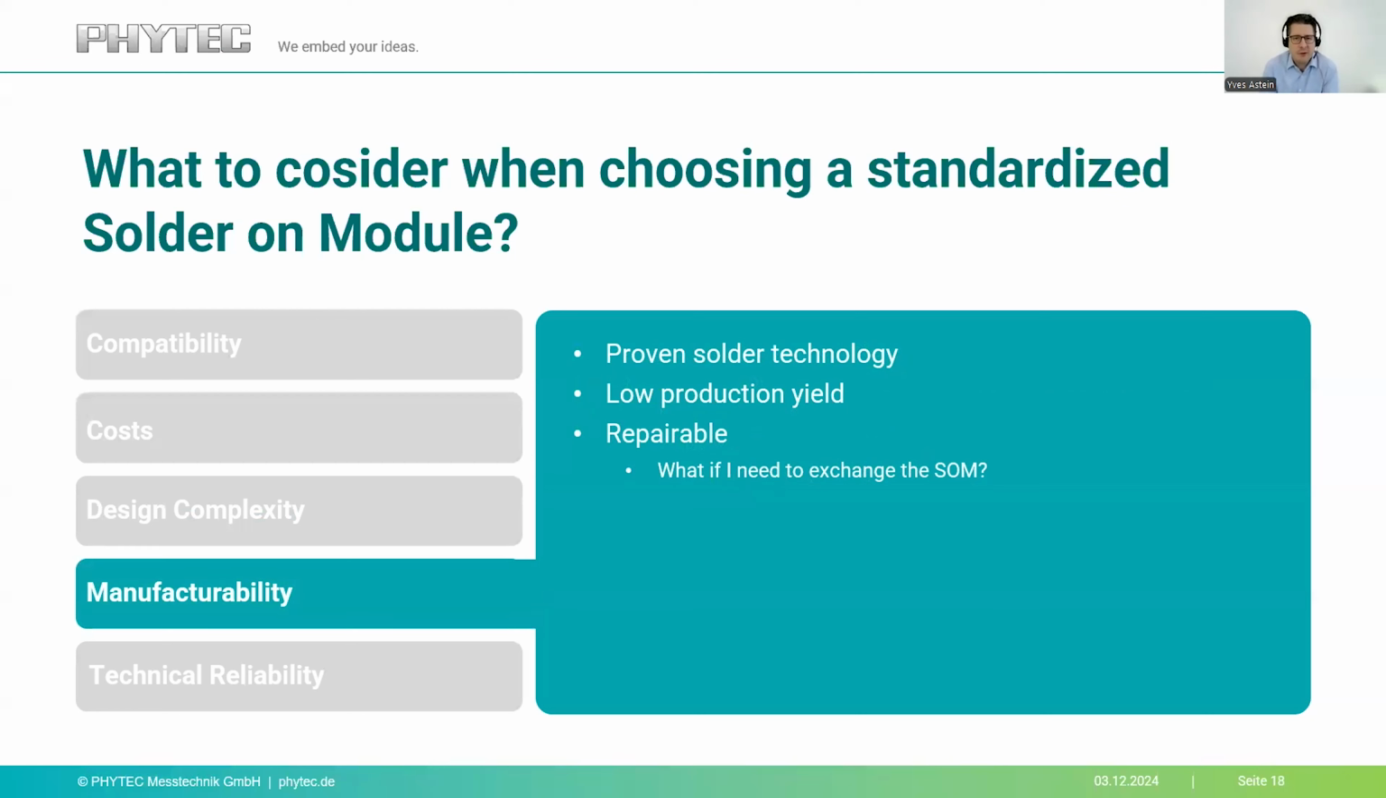Manufacturability. You want to make sure that you're using a proven solder technology with a high production yield, and that might even be repairable by exchanging the system on module on your carrier board. If you have a very costly carrier board and you think that the SOM might have a problem, or the other way around, then you might want to exchange the SOM to make sure that your product is running again.